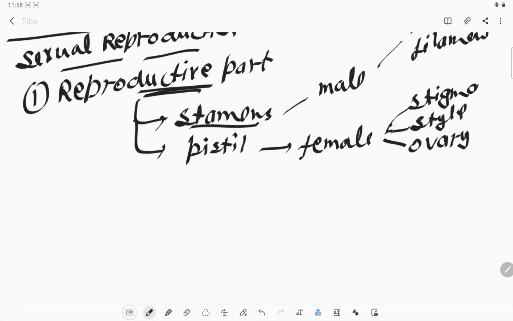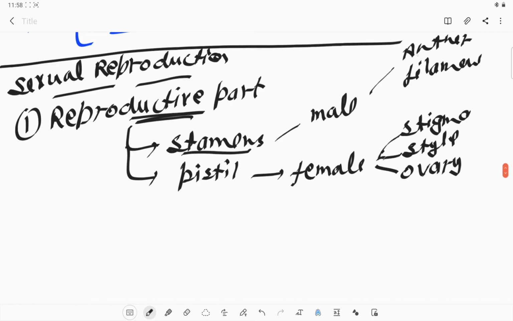Whenever we require fertilization, we require two gametes, the gametes coming from the anther and the gametes present in the ovary. Both of them need to be fused together to form a zygote, and that is known as fertilization.